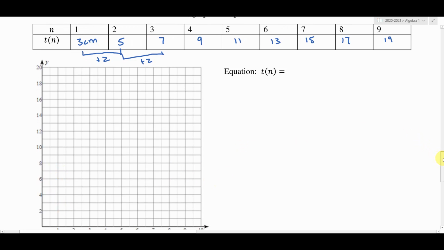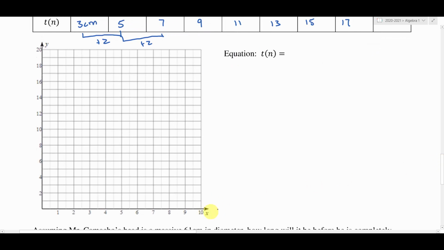So you'll notice down here in my graph, I've got my x and my y-axis. So remember, x represents the weeks, or n. And the y-axis over here is going to represent the diameter, or t of n, right? So the second row of our table here. All right, so remember in the 1st week, the bald spot was 3 centimeters. 2nd week, it was 5 centimeters. In the 3rd week, it was 7 centimeters. So I'm just going through and I'm plotting these points that were on my table before.